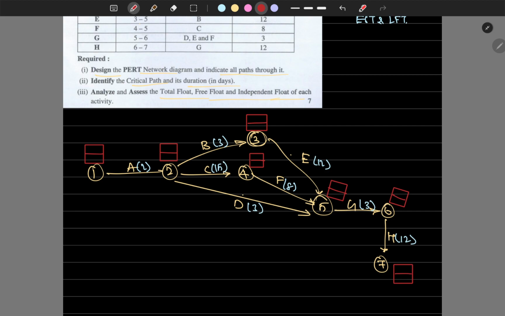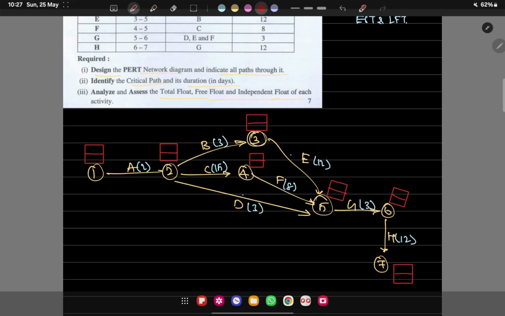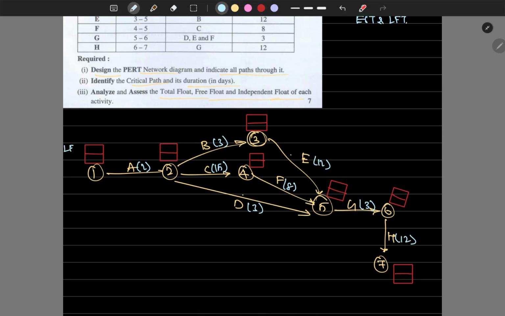Okay, the top box denotes the latest finish time, and the bottom box denotes the earliest finish time. This applies to all the boxes, right? So what's the earliest start time? Earliest start time is always 0.